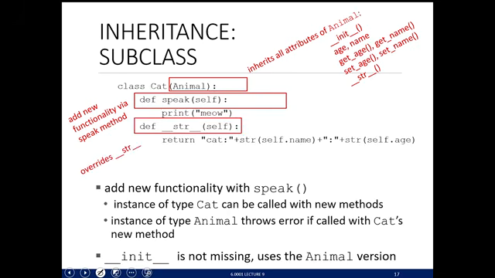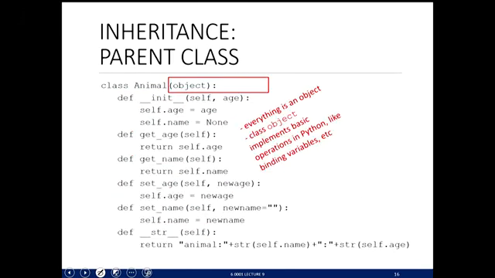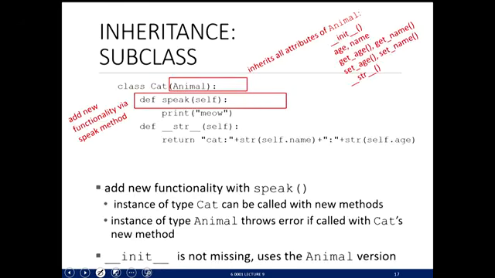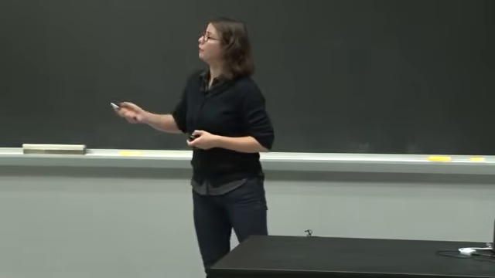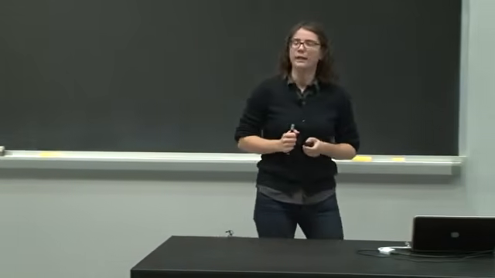Additionally, through this str method here, we're overriding the animal str. So if we go back to the previous slide, we can see that the animal's str had animal plus the name plus the age here, whereas the cat's str now says cat, name, and the age. So this is just how I chose to implement this. Here I've overridden the str method of the animal class.